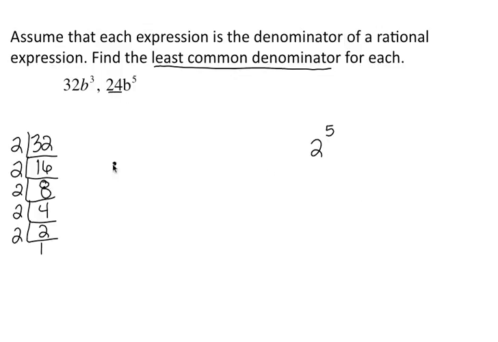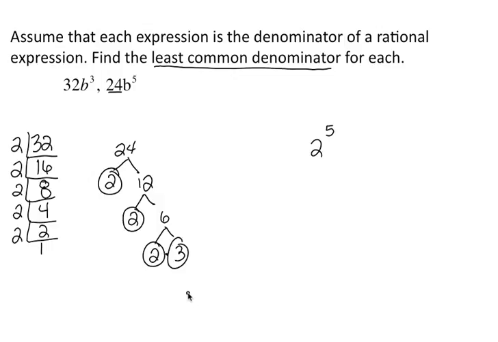We're going to do the same with 24. So here's how to do the factor tree. You start with the smallest prime, which is 2 times 12. And then this is 2 times 6. And then we get 2 times 3, and both 2 and 3 are prime numbers, so we're done. So the prime factorization for 24 would be 2 to the 3rd power times 3.